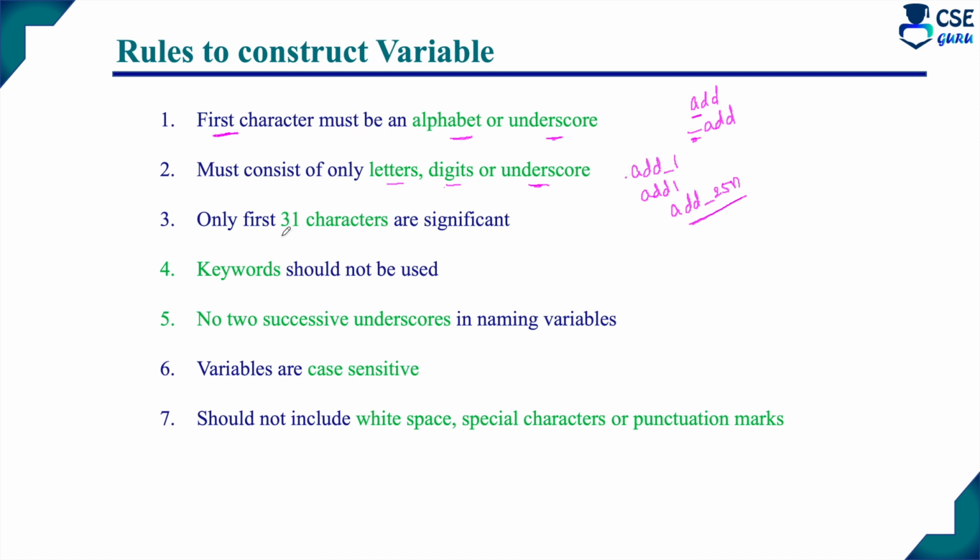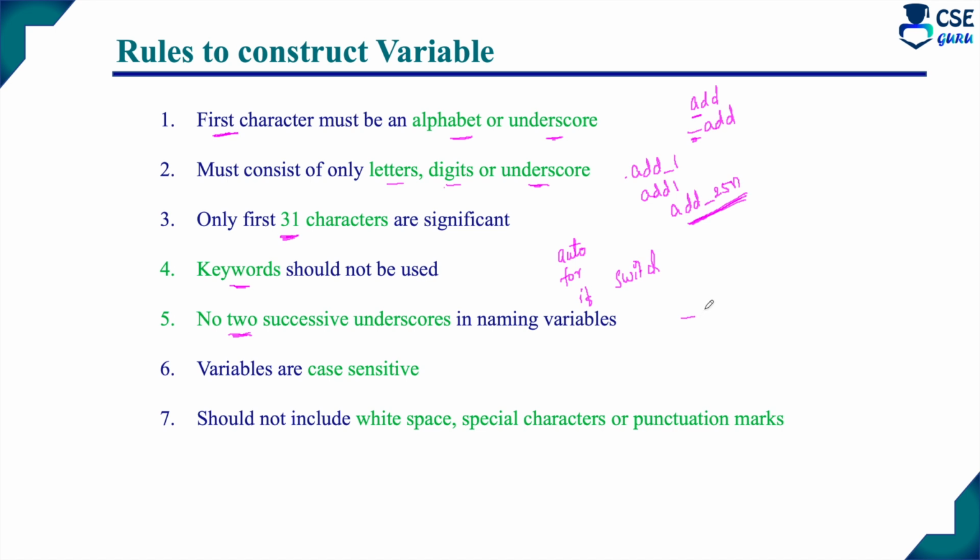And the length of the variable name should be at most 31 characters. It should not exceed beyond that. Only 31 characters it will accept. Keywords should not be used as a variable name. In a C program, few words are used as keywords, like auto, for, if, switch. There are 32 keywords in C programming. Those keywords should not be used for naming a variable. That is the fourth rule. And no two successive underscores should be used in naming a variable.